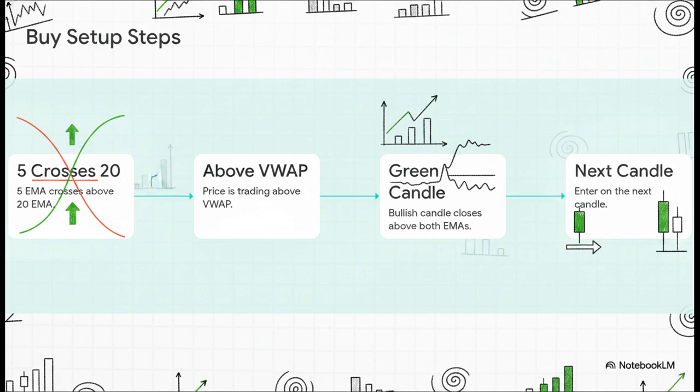Step 3 is where the extreme patience comes in. A strong bullish or green candle must close above both EMAs. You have to wait for that 3-minute candle to actually finish forming. And finally, Step 4, you enter on the very next candle. You don't jump the gun, you wait for the checklist to complete entirely in order.